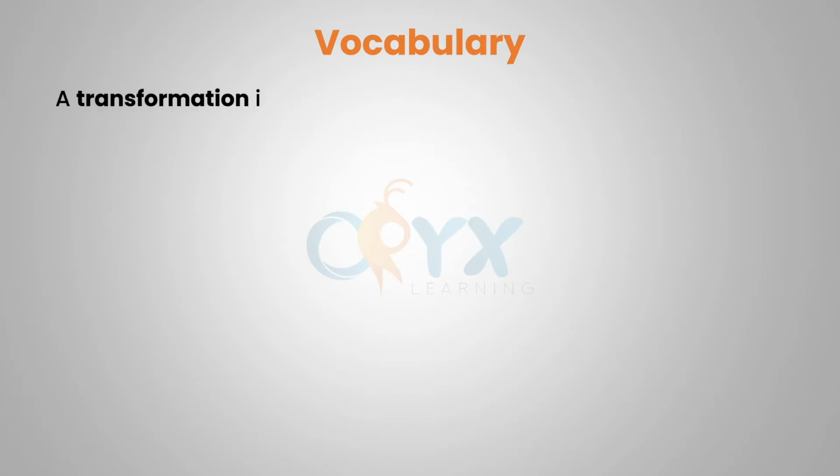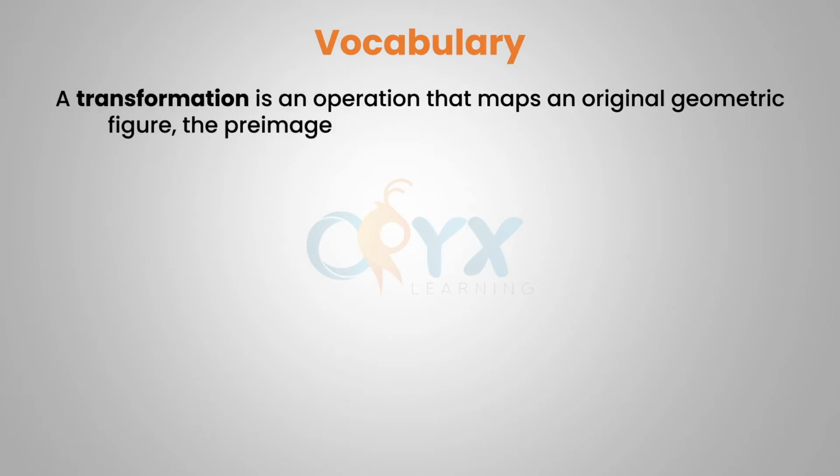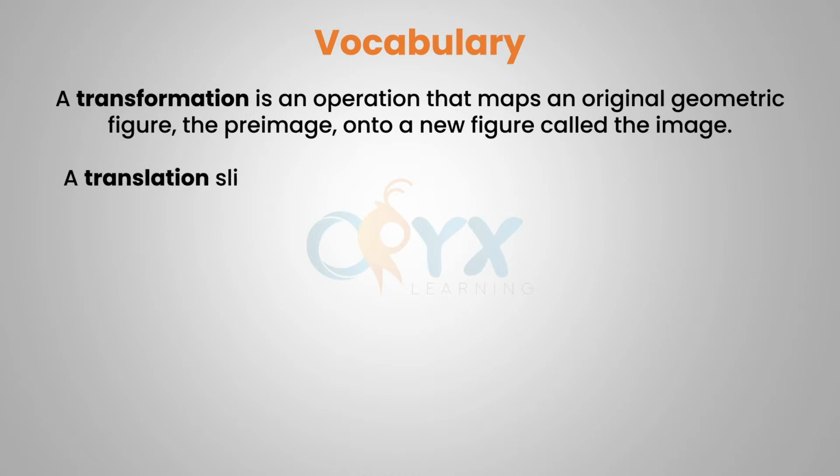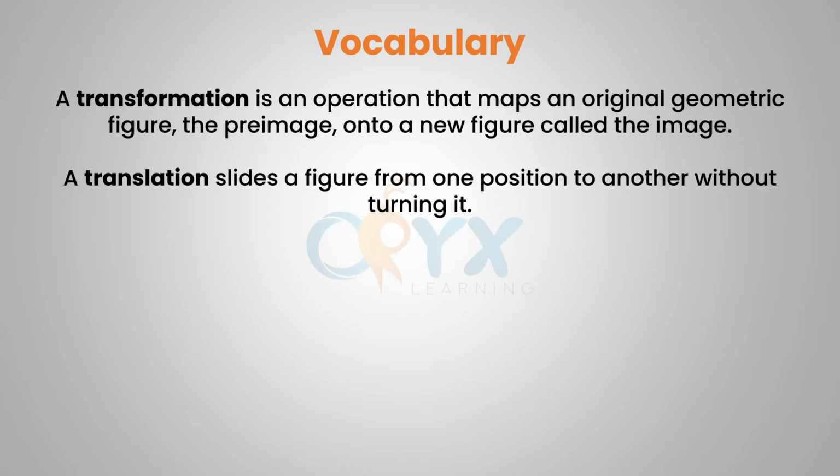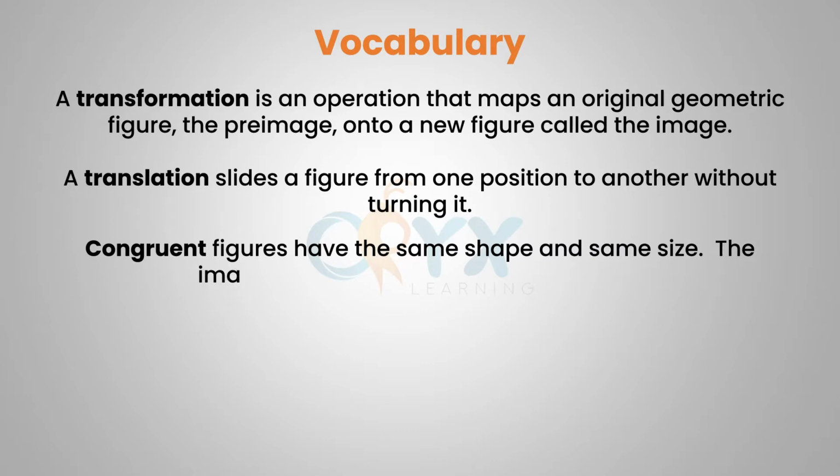A transformation is an operation that maps an original geometric figure, the preimage, onto a new figure called the image. A translation slides a figure from one position to another without turning it. And congruent figures have the same shape and same size. The image and the preimage are congruent.